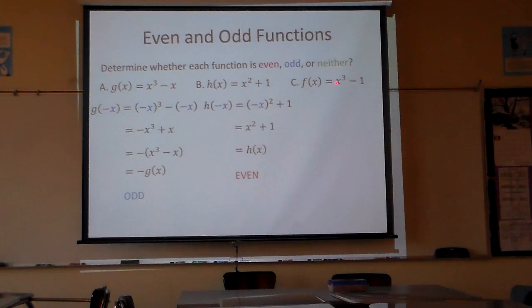And let's look at this last one. If I plug in a negative x, that's going to keep this one: negative times negative times negative makes it negative x cubed. But notice the minus 1 didn't switch. So this one switched, but that one didn't. So therefore it is a neither, because it did not meet the even or odd.